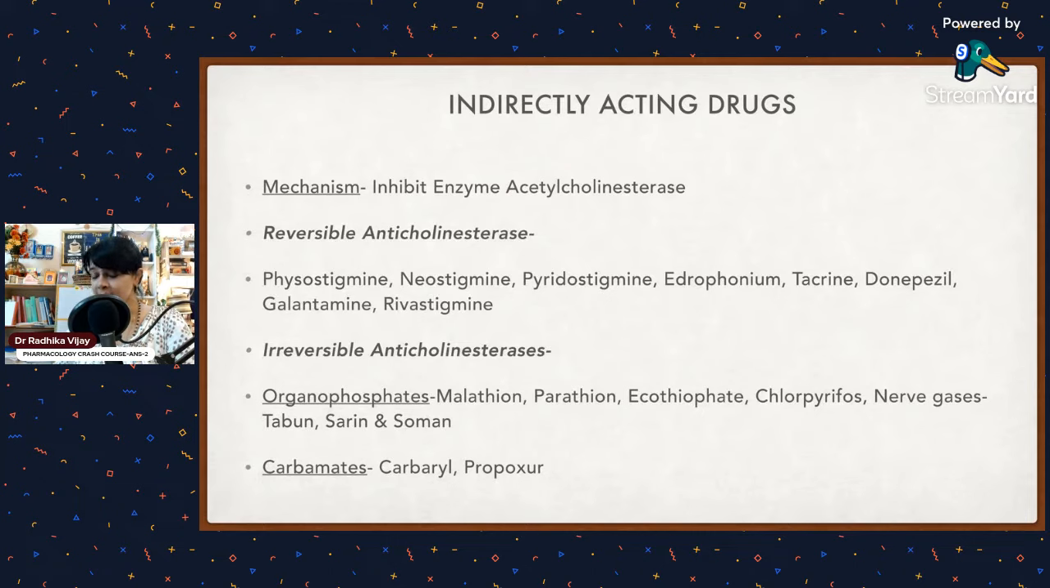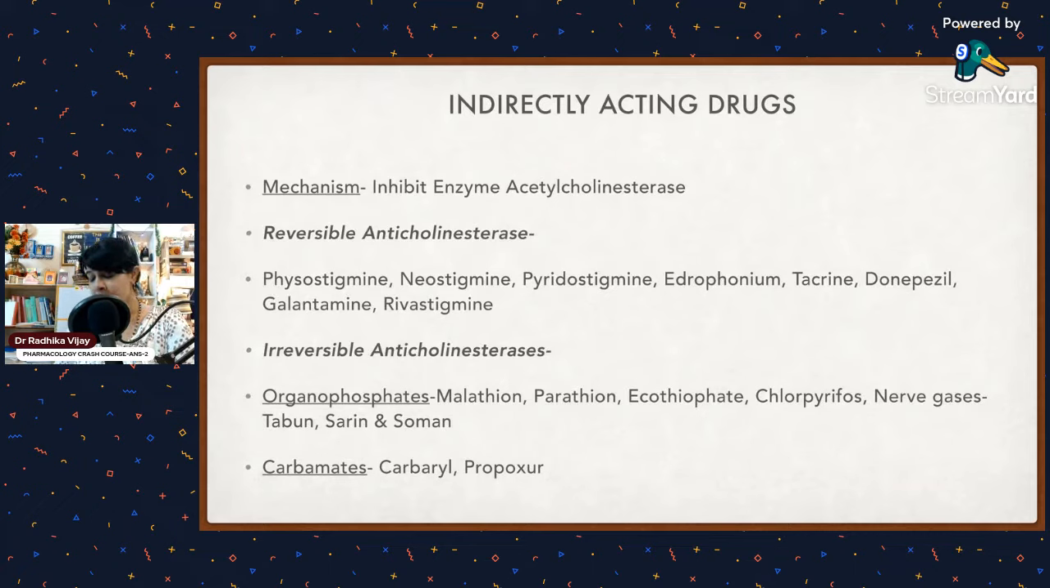What about the uses? Physostigmine is used in glaucoma as a miotic drug. In belladonna atropine poisoning, it is a very prominent specific antidote. So those are the main features of physostigmine.